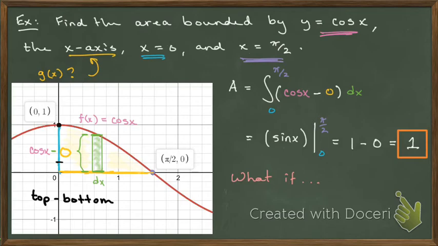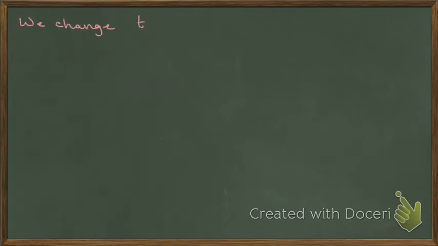You see the what if. I've already skipped ahead a little bit. I apologize. I'm going to change things a little bit here. I'm going to work on a similar example, but I'm going to say, what if we change the bounds to x equals pi over 2 and x equals 3 pi over 2?